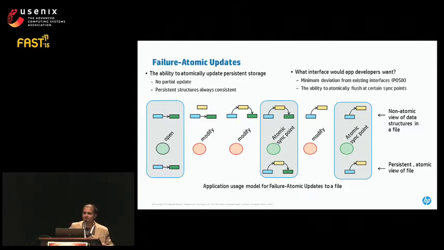So in order to achieve this, what interface would application developers want? Naturally, they would want one that deviates the minimum from what is used today. So this defines our usage model, and we'll come back to the usage model in a couple of slides.